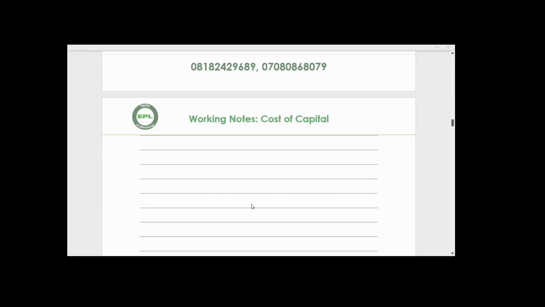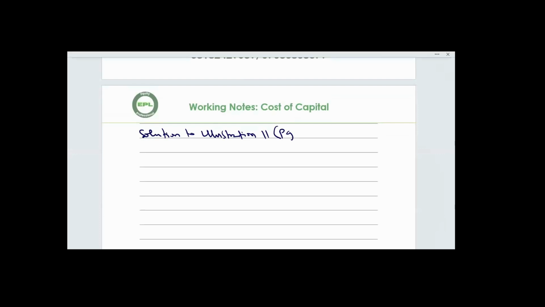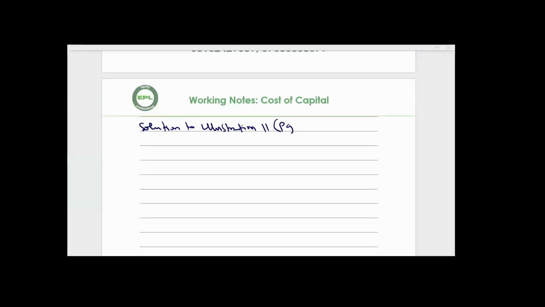All right. So illustration number 11. Solution to Illustration 11, page... What page is that? That should be page 40. Page 30. Page 30.